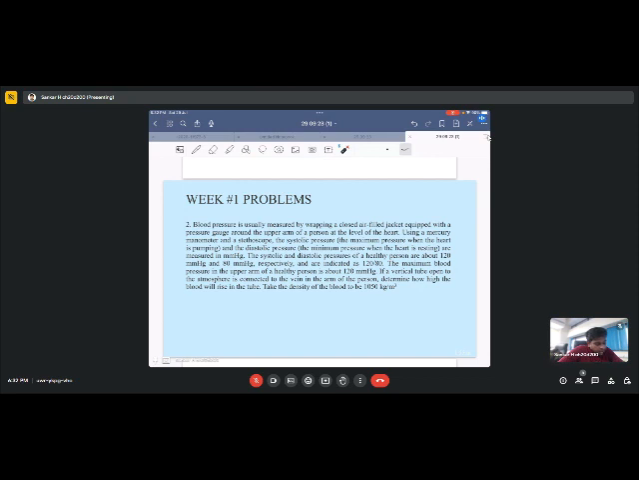The maximum blood pressure in the upper arm of a healthy person is about 120 millimeter mercury, as it was told before. If a vertical tube open to the atmosphere is connected to the vein in the arm of a person, determine how high the blood will rise in the tube. Take the density of blood to be 1050 kilogram per meter cube.